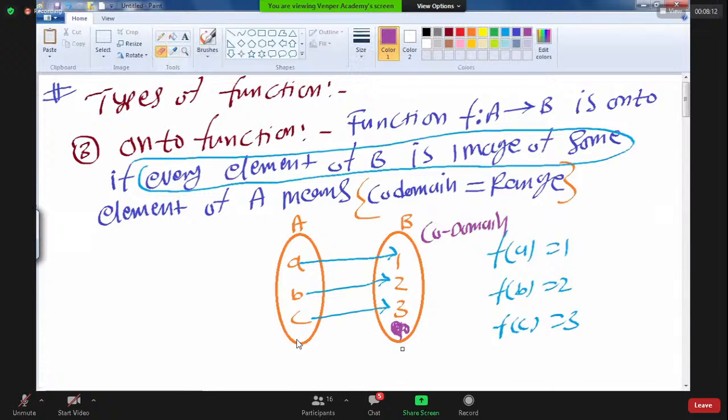I forgot to erase 4 now. So let me erase 4. 4 does not belong here. Codomain and range both are same. Range is also 1, 2, 3. Codomain is also 1, 2, 3. So let's write codomain 1, 2, 3. Range is also 1, 2, 3. Simple thing.